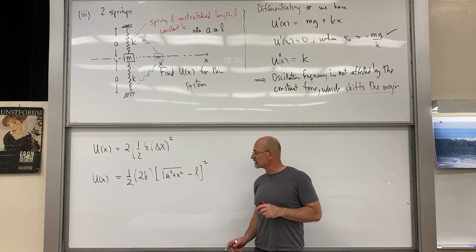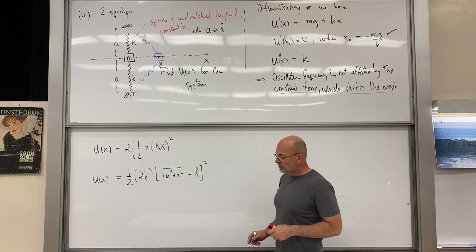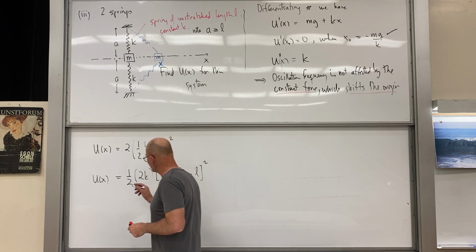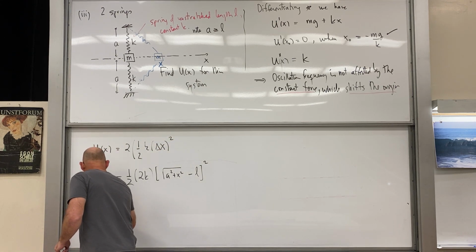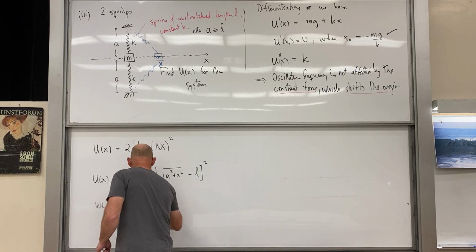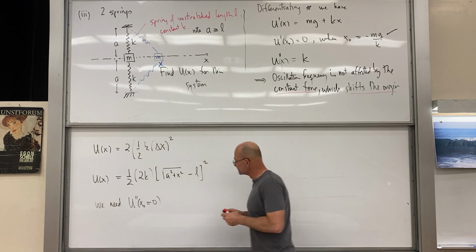I can say a couple words about it for sure. So what we're looking for is the second derivative. We need u double prime at x0, but x0 is clearly the origin.